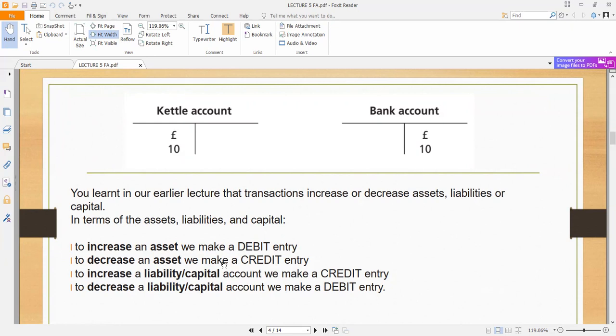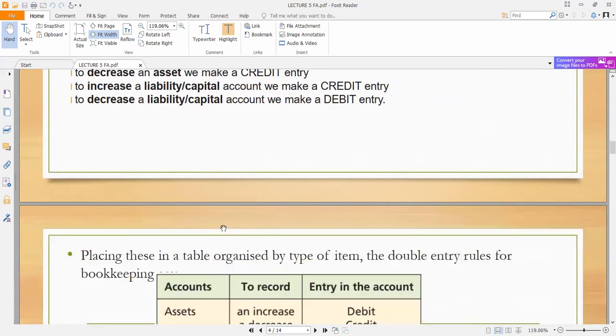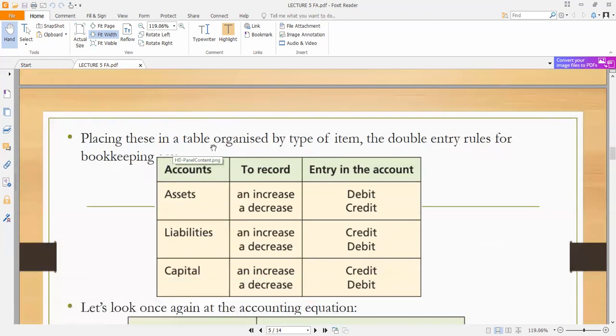Now, to decrease a liability or capital account, we make a debit entry. So to decrease a liability or capital, we make a what? A debit entry. That is simple in the sense that when somebody gives you a loan, that loan is credited to your account. Now to take it away, when you pay that loan back, you debit your account. As simple as that.